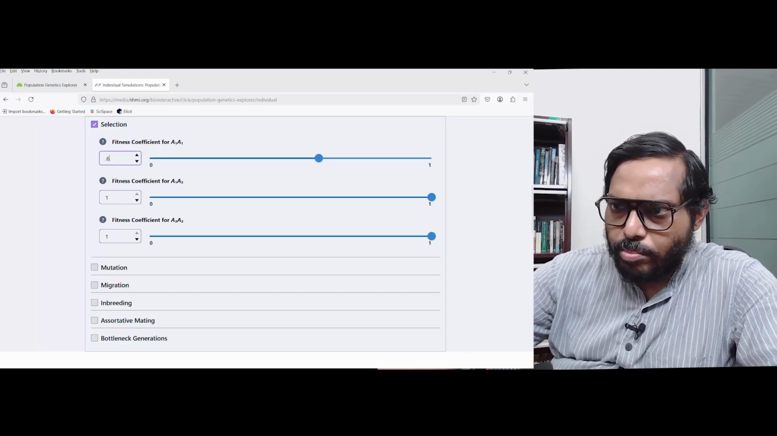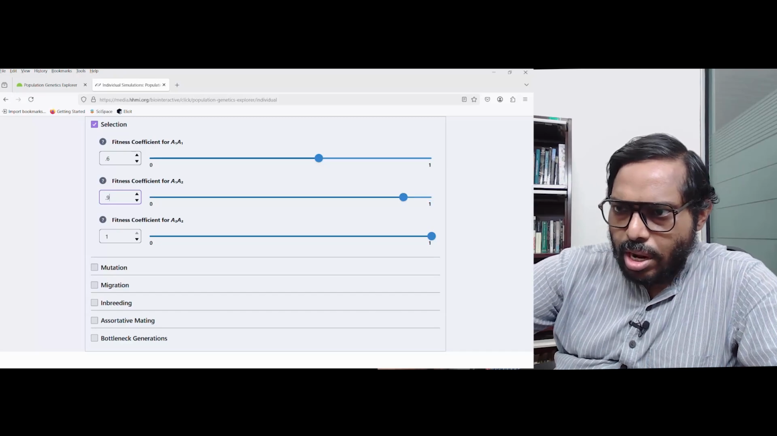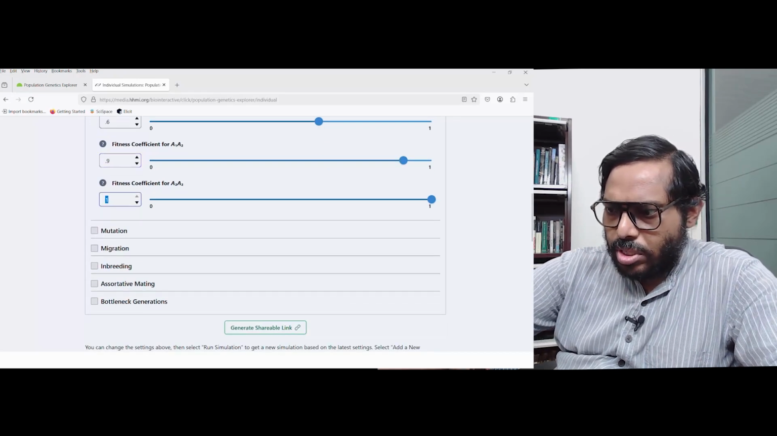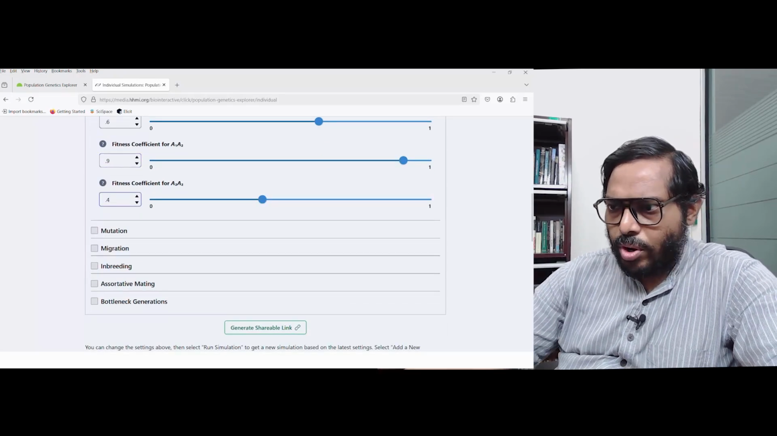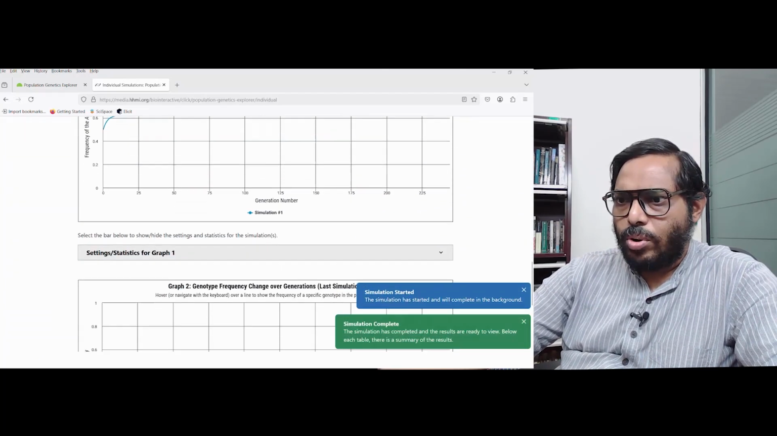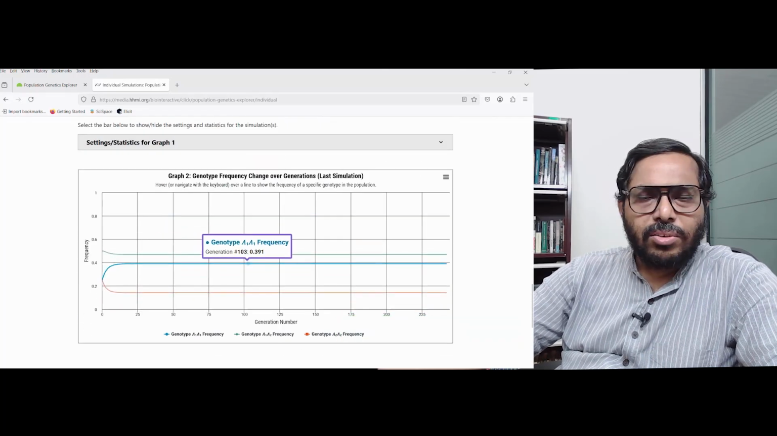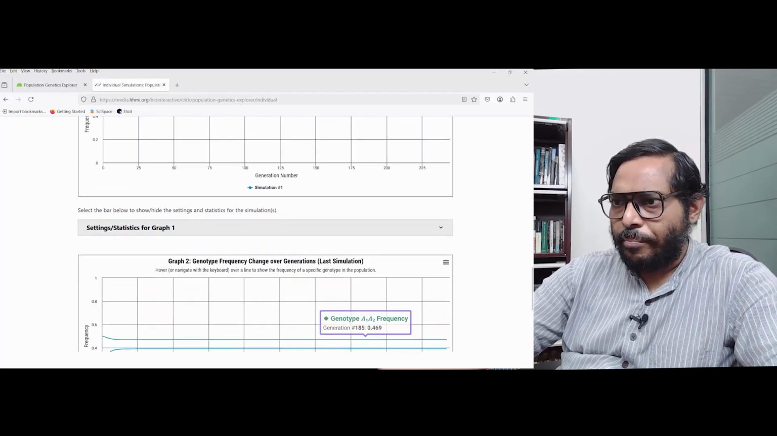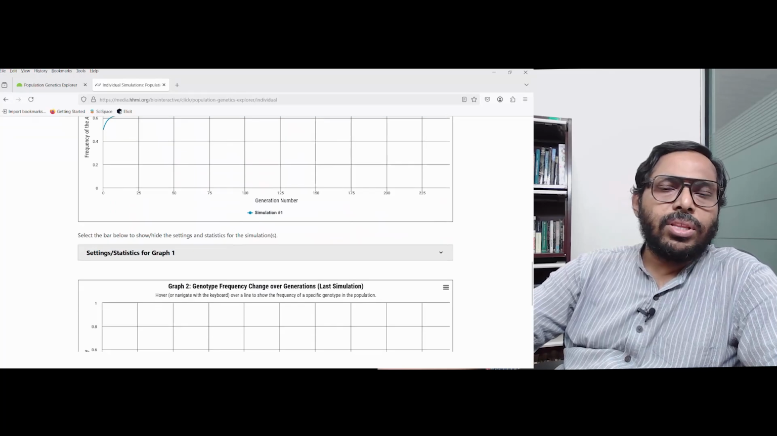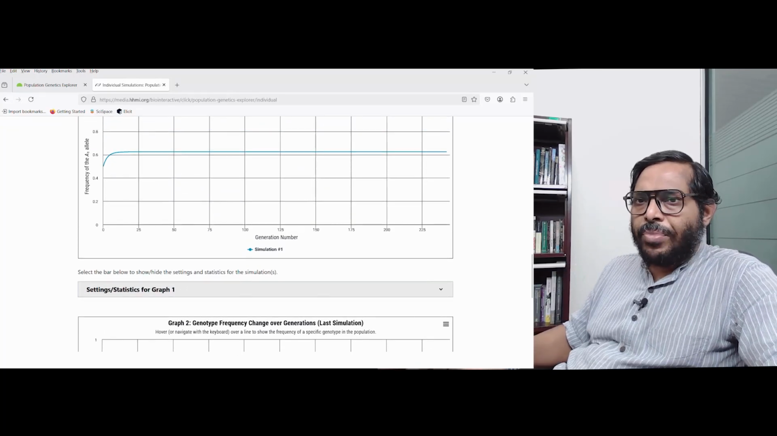So let's say we'll put 0.6 here and 0.9 here, and let's say we put this as whatever, 0.4, and just say run simulation, and you will be able to see the frequency of the alleles as well as the frequency of the genotypes. Okay. So everything that we did with our Microsoft Excel simulation you will be able to do over here.